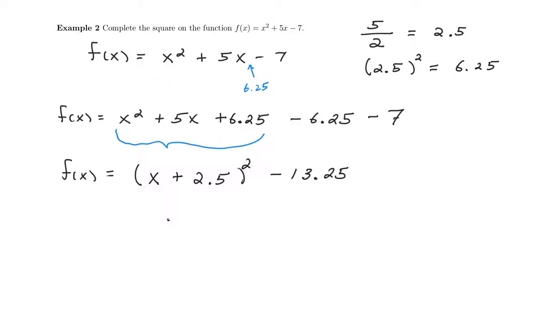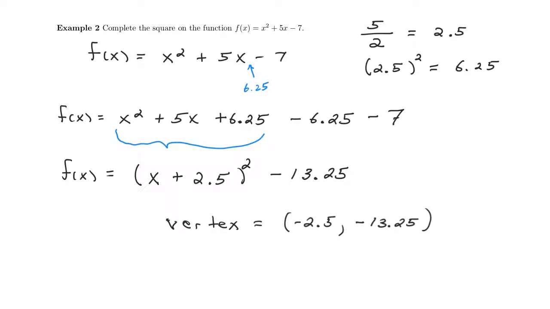Maybe I'll just note what the vertex is. What's the vertex of this equation? I can use transformations to figure that out without even looking at a graph. I'm going to go 2.5 places to the left, but then I'm going to go down 13.25 places. So the vertex is negative 2.5, the opposite, but then for the y value, it's negative 13.25, which is what you expect.